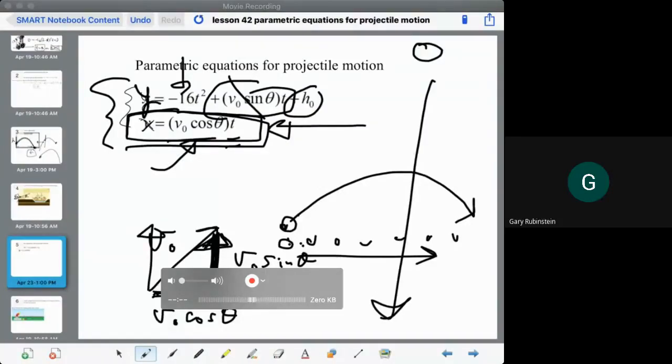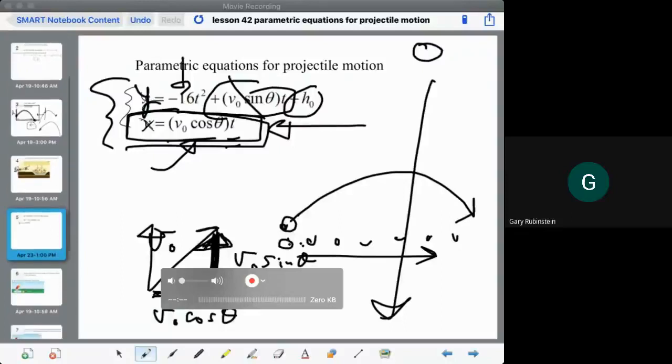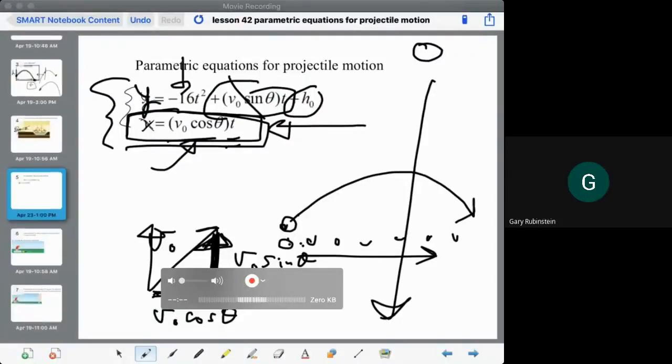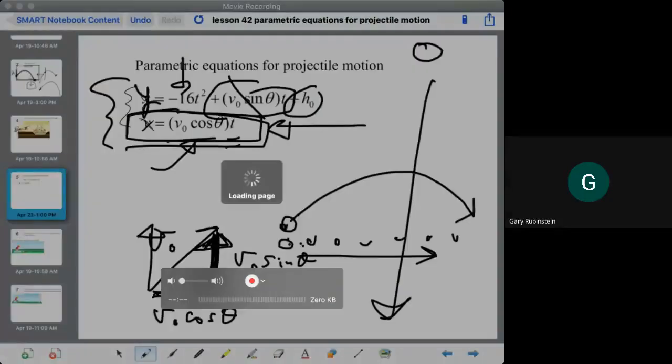So that's where this equation comes from. And now I'm going to show you the two scenarios. And today there's really just two questions to answer. That shouldn't be taking so long.